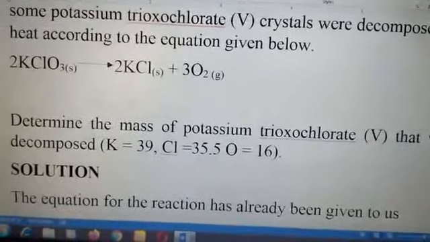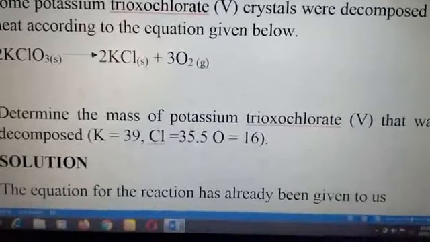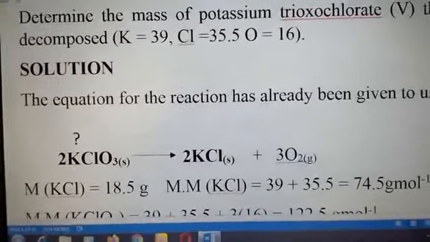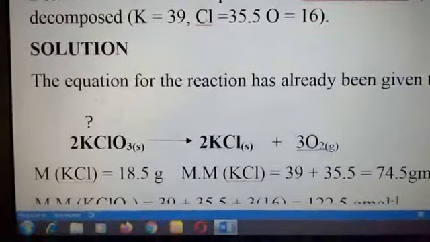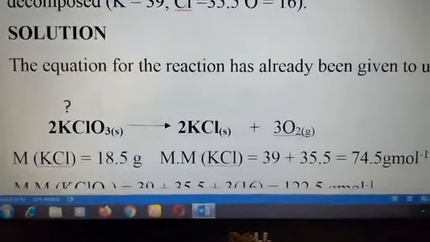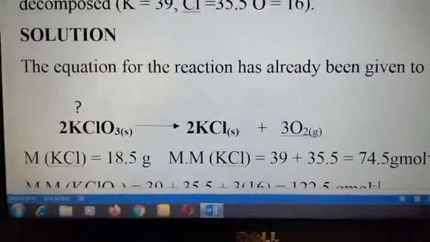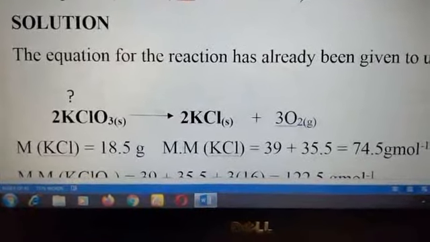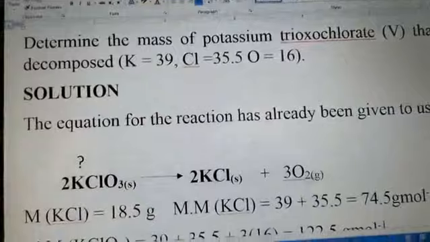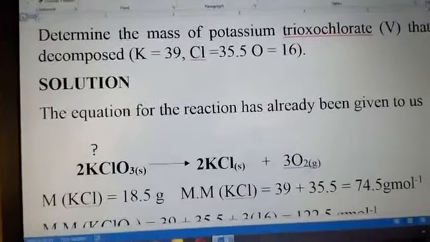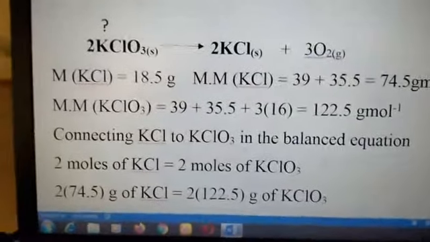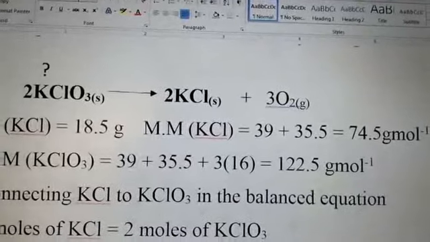We have the masses of potassium 39, chlorine 35.5, oxygen 16. The equation is provided for us already, so we'll have it written out again. Then we made 2 substances bold there, KClO3, potassium trioxochlorate, and KCl. Then the question mark is on the unknown, the reactant. Potassium trioxochlorate 5 is the unknown substance, so that is the reactant, while the mass of the potassium chloride was given to us as 18.5. So let's go on. The mass of the potassium chloride, M standing for mass, provided is 18.5 gram.